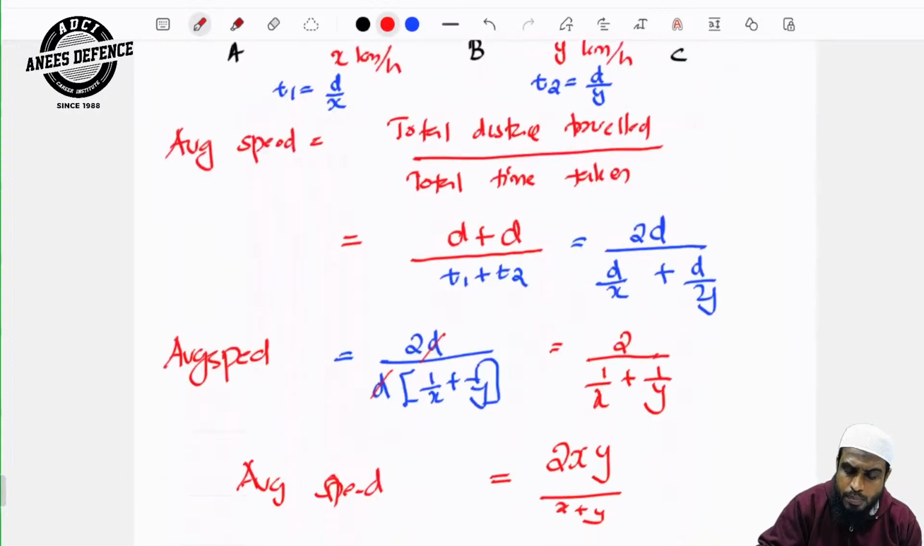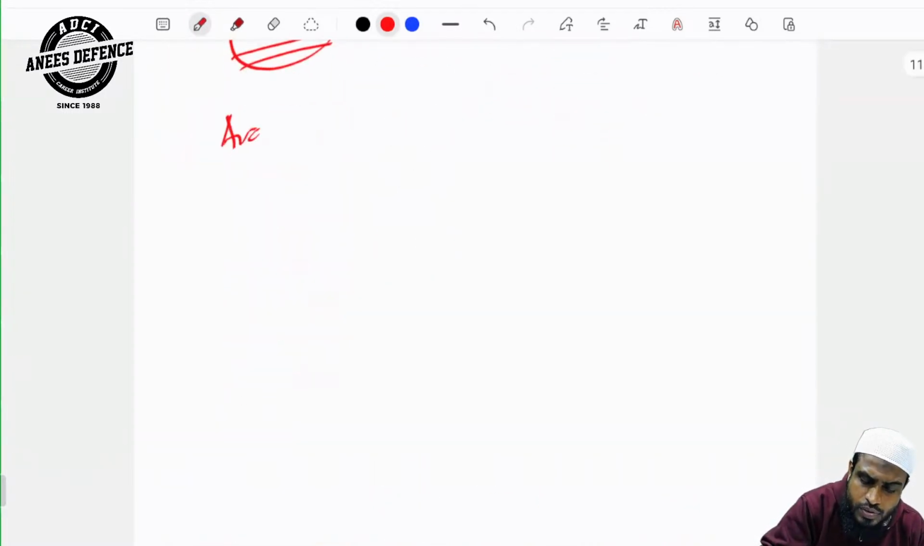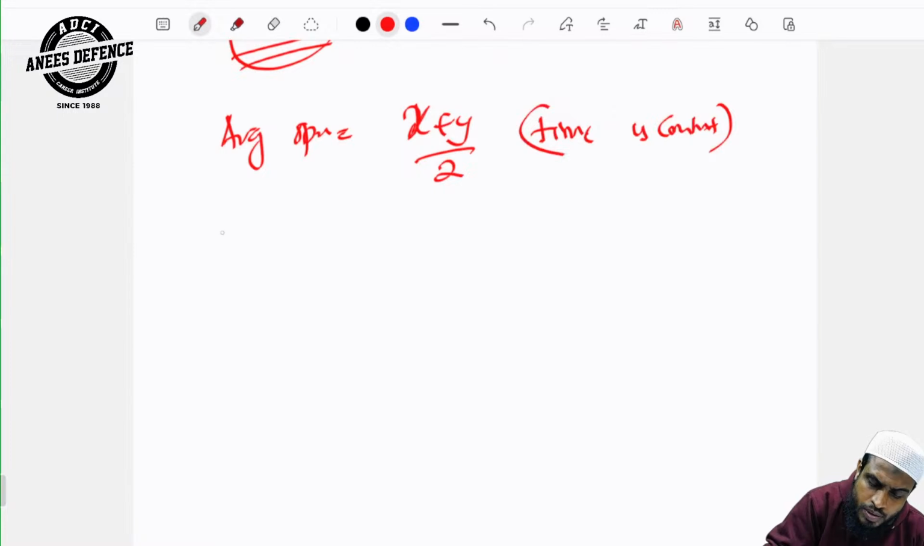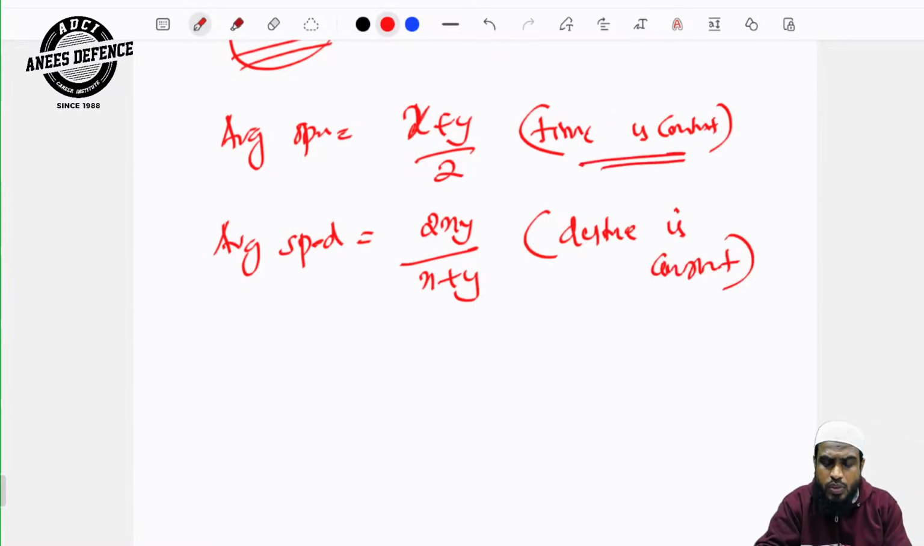If the time taken is same for two different distances, the average speed is x plus y by 2. Here time is constant. Second case, average speed is 2xy by x plus y, where distance is constant. That is very important. If the time is constant, x plus y by 2. If the distance is constant, 2xy by x plus y. That should be the formula.